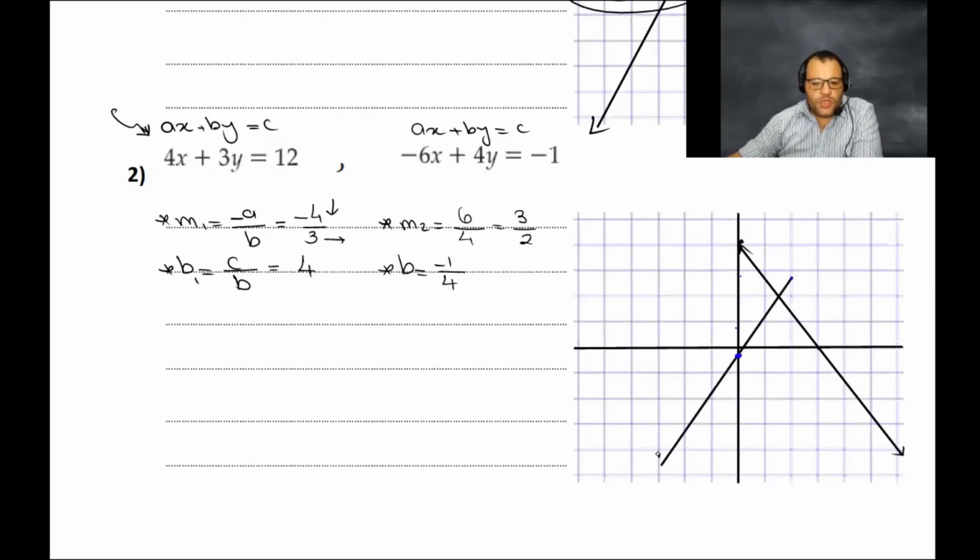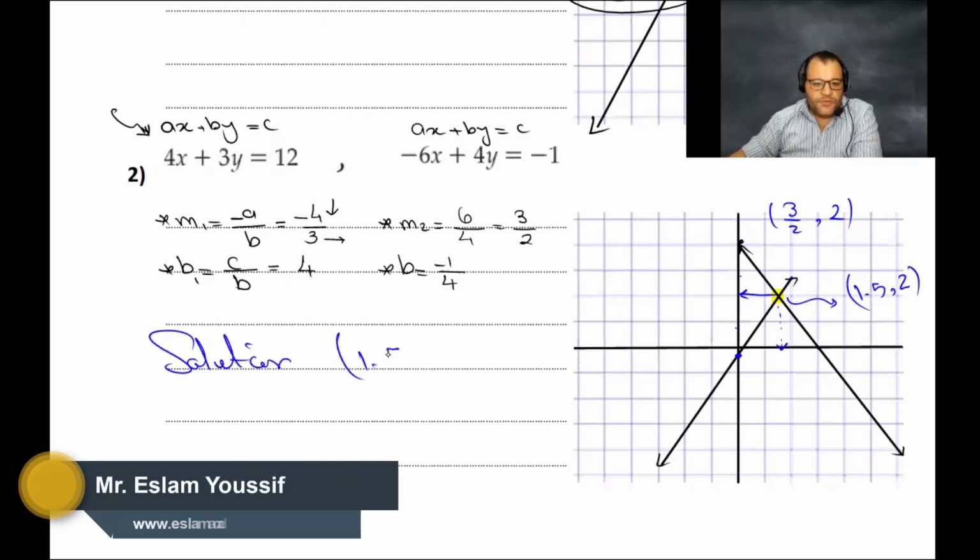You will find that the two lines intersect at one point. That is the point of intersection. If you want to find the coordinates of this point, you will find its x is 1.5 and its y is 2. So the solution is 1.5 and 2, or 3 over 2 and 2. You can write it as a fraction or as a decimal. So the solution is 1.5 and 2.